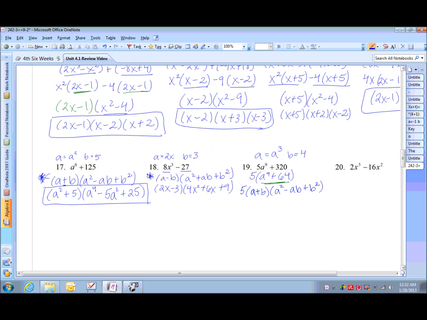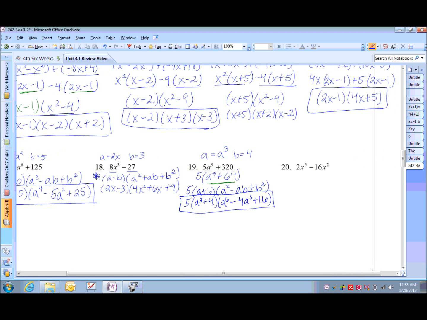Okay, so now we just plug in from this point. It's going to be 5 times a cubed plus 4. And then a squared is really a cubed squared, so you get a to the 6th, minus a times b, which is a cubed times 4, so 4a cubed, and then b squared is 16. And that is your final answer for this problem.